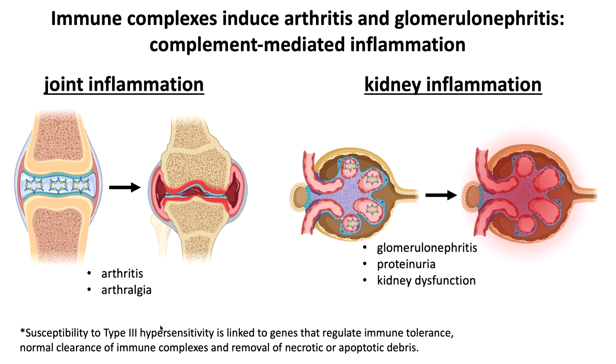Susceptibility to type 3 hypersensitivity is linked to genes that regulate a variety of functions, but those include immune tolerance, as well as genes and particularly components of the complement pathway that are important for normal clearance of immune complexes, as well as scavenger genes that are important for removal of necrotic or apoptotic debris. So the reasons for why some people are more susceptible to immune complex mediated disease are not totally clear, but we do know some of the genetic linkages that may help explain those susceptibilities.